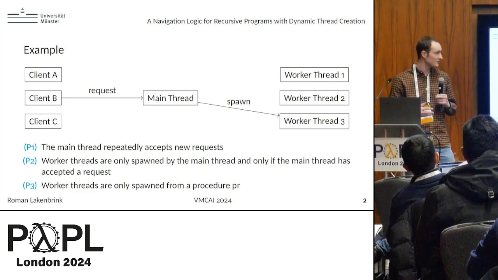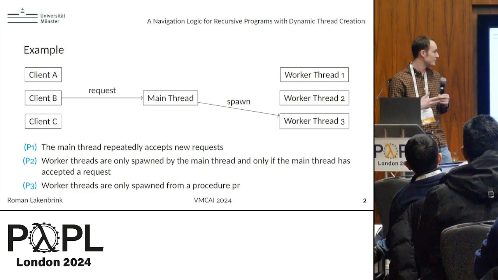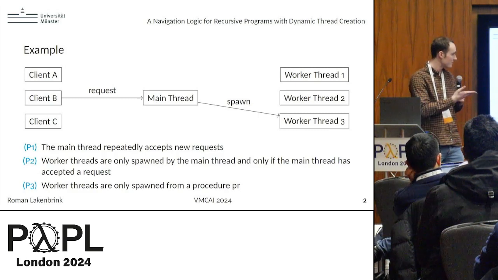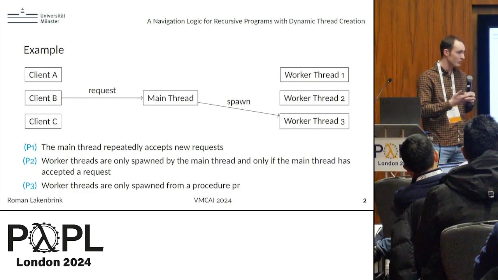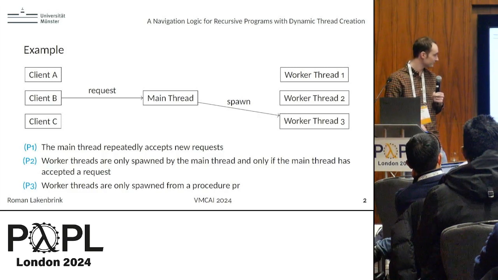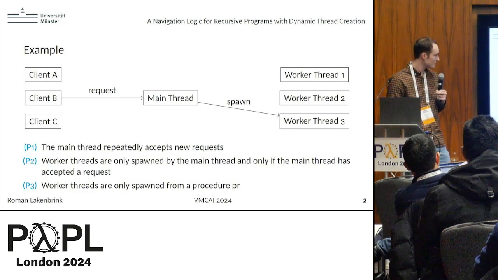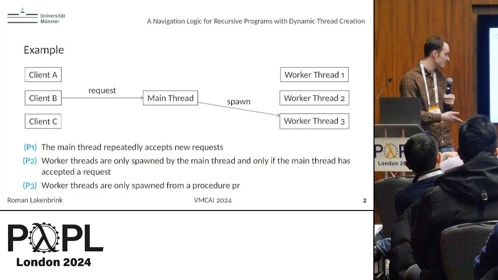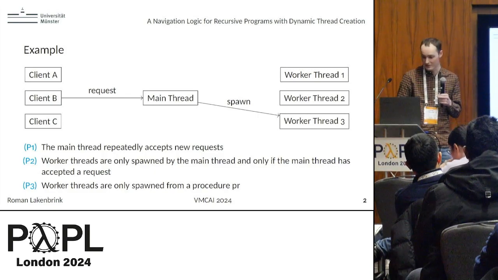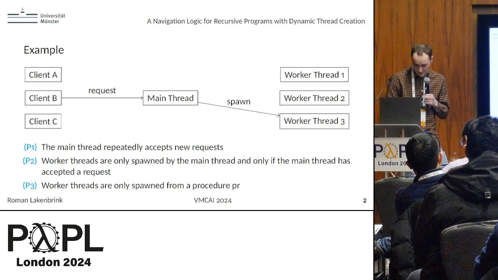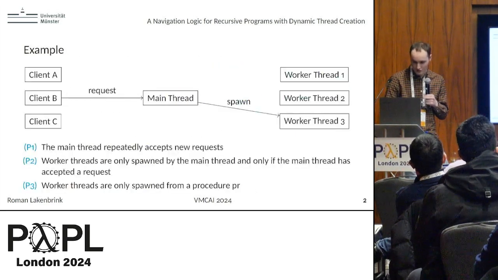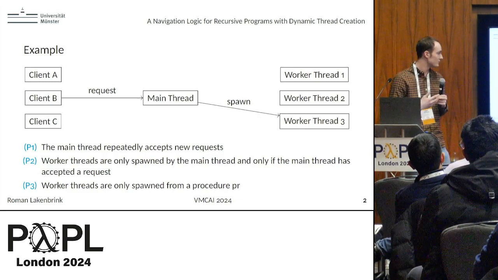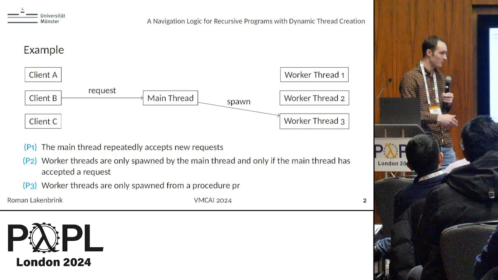In particular, this model needs to support some notion of dynamic thread creation, because here we have a main thread that should dynamically spawn worker threads during the execution. It also needs to support some notion of procedures so that we can even reason about the third requirement, P3. Second, when we have a formal model, we will also need a specification logic that we can use for specifying our three properties.